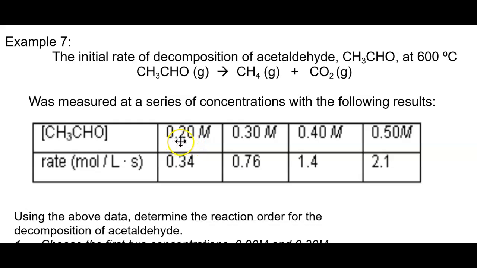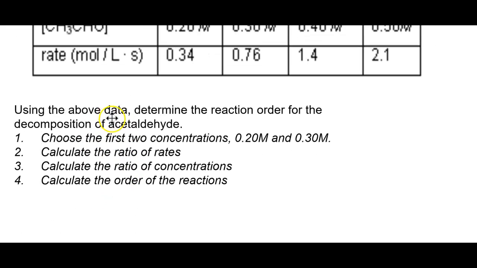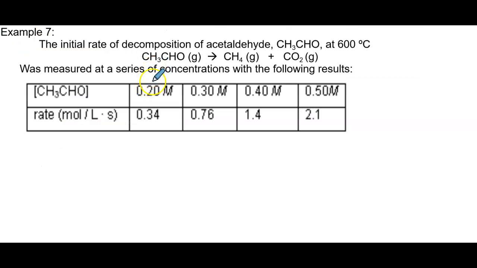The first trial had 2 moles per liter, which is the concentration, and it took 0.34 moles per liter per second as the rate. This data table is set up showing concentrations on the top and rate on the bottom. Here are the steps written out, but I'm going to physically go through this with you so we can figure out the order. I find it extremely helpful to number these as experiment 1, 2, 3, and 4. Experiment is probably a good word, but you can also use the word trial.